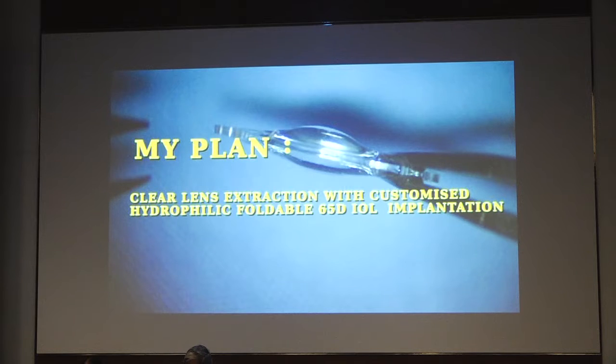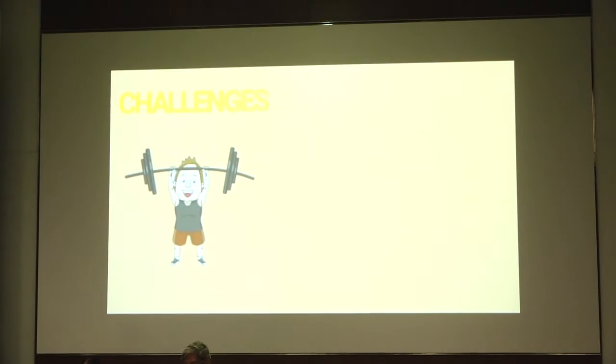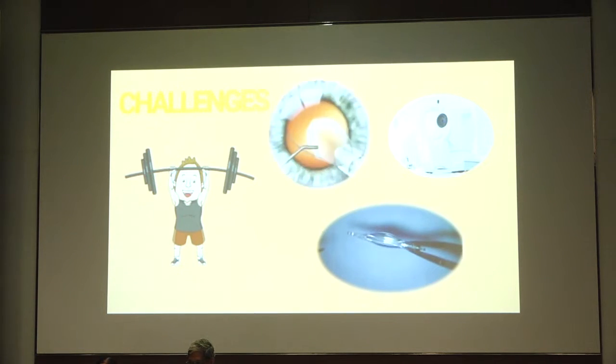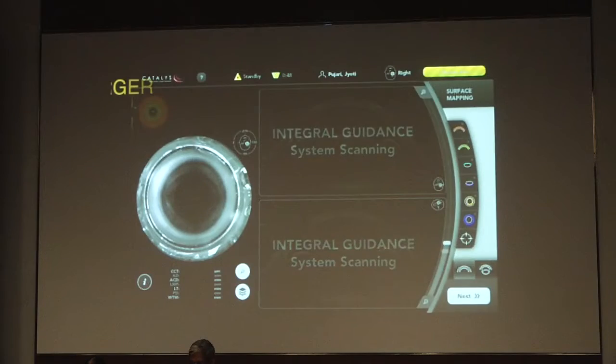The patient was planned for clear lens extraction. Decided to go ahead with a customized hydrophilic foldable IOL of 65 diopters to be injected through a small incision of 3.4 millimeters. The challenges faced were IOL power calculation, manufacturing a customized high diopter power IOL, and injecting the same safely through a small incision. Well aware of the various complications known in nanophthalmic eyes, adequate precautions were taken before, during, and after surgery.